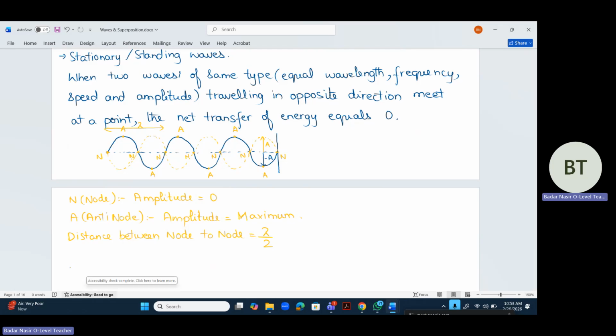And the distance between a node and an antinode is equal to what? Node and an antinode is equal to a quarter of the wavelength. So this is a node and this is an antinode, so the distance from here to here is a quarter of the wavelength, a quarter of the whole cycle. One-fourth, basically. I hope it's clear to everyone now.